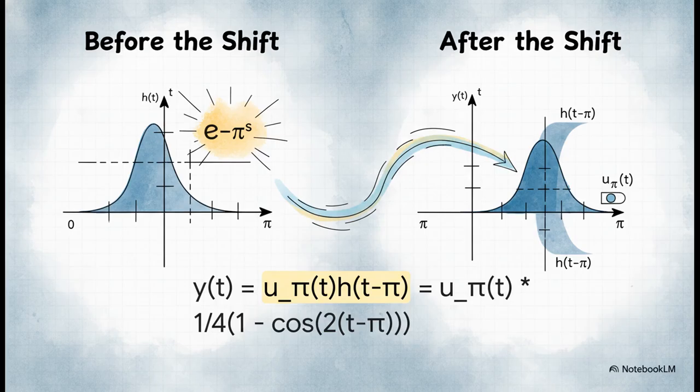First, it becomes the step function, u sub pi of t, which literally keeps the system turned off until t equals pi. Second, it tells us to take that core response, h of t, that we just found, and shift it to the right by pi. So what's the result? The system is completely still until time pi, at which point the response kicks in and starts oscillating as if time just began.